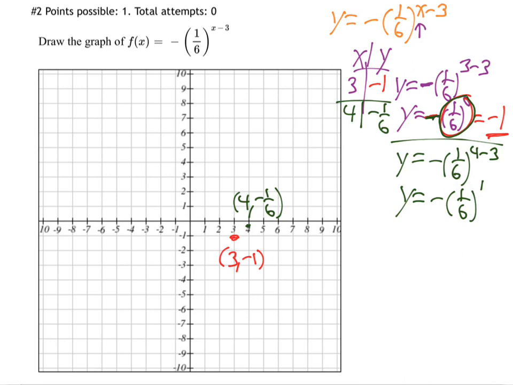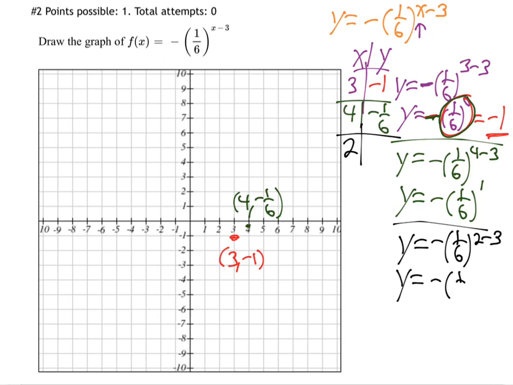Let's try going the other way instead. Instead of going up by 1, let's go down to 2. See what we get. So y is minus a 6th to the 2 minus 3 power, which is minus a 6th to the negative 1. Now, here's a lot of the trick of this exponential function. There's a few facts you need to remember. Here are some facts about exponents.